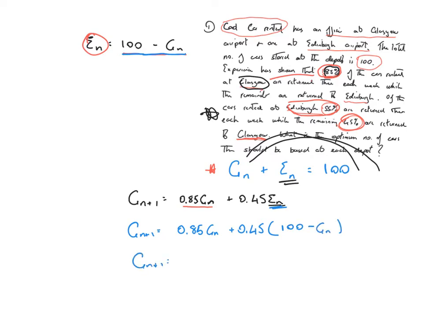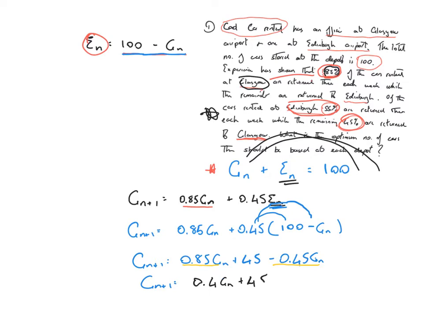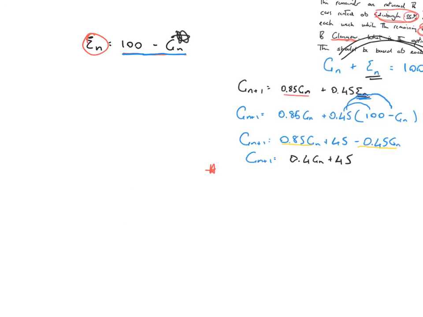I can now open that up. 0.85 GN plus 0.45 times 100 is 45, and then 0.45 times minus GN is minus 0.45 GN. I can now tidy the thing up. 0.85 GN minus 0.45 GN is 0.4 GN, and I've still got my plus 45. Okay, what I can do now is calculate the limit.